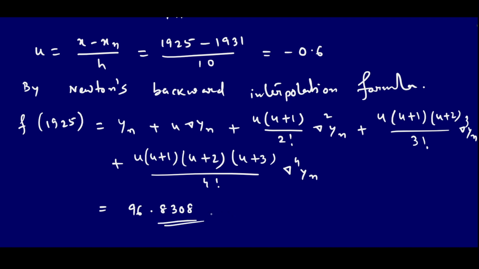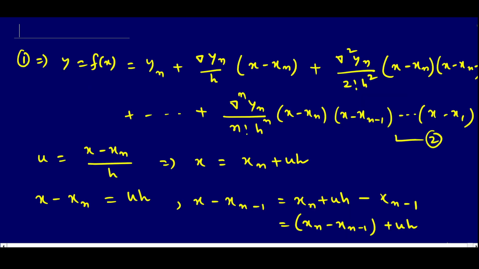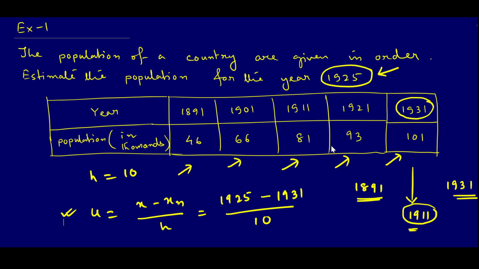So kindly practice some other problems also. The methods are very easy. Or you can choose one problem also. Suppose you are taking this particular problem, the same problem, and you find it for 1907. From the same table you can use the forward interpolation formula, and also the backward interpolation formula. I hope it's very much clear to all of you.